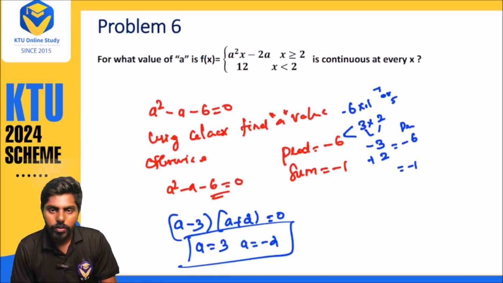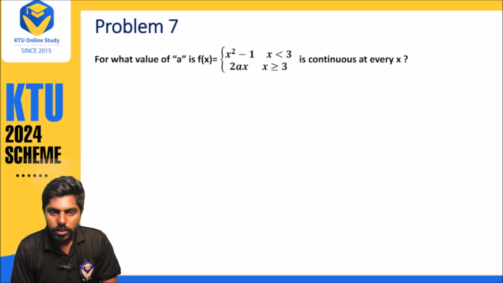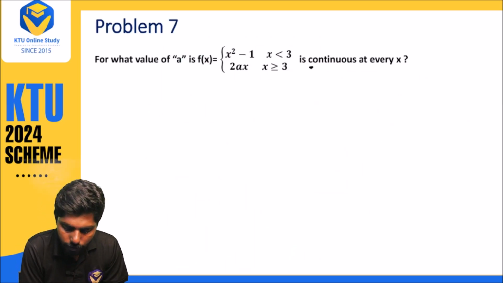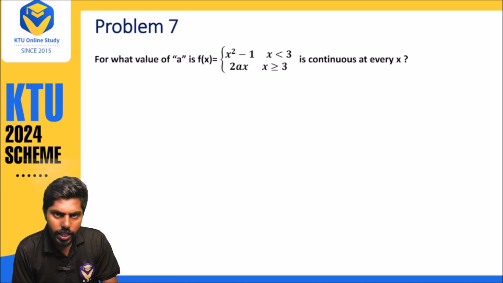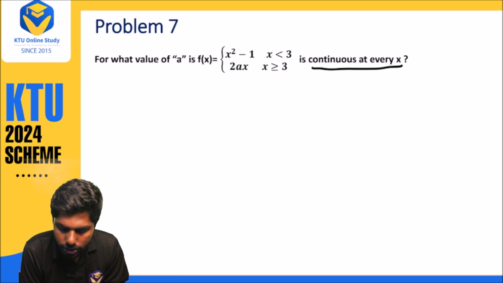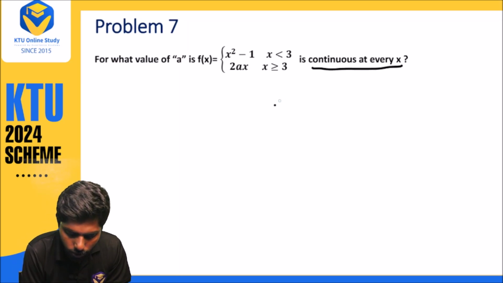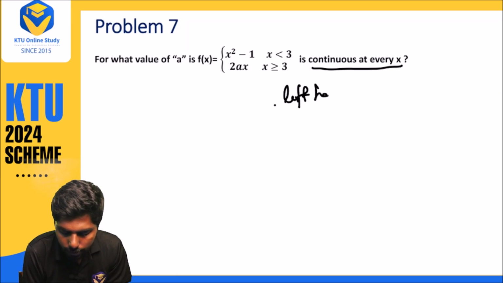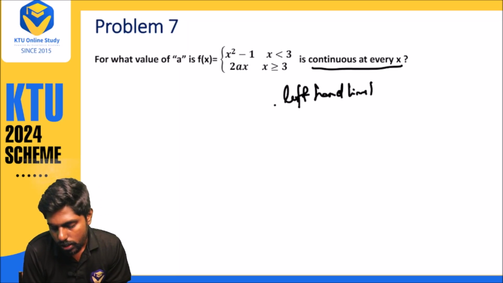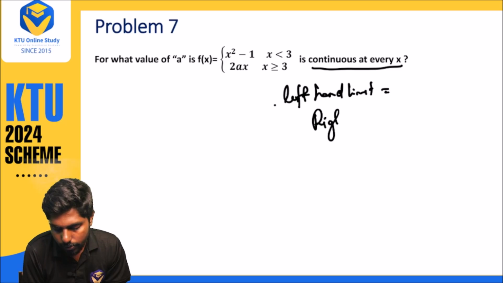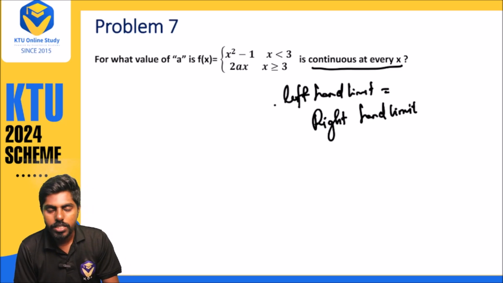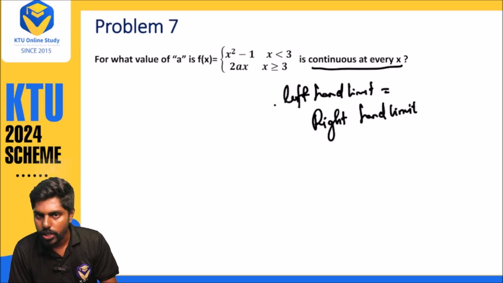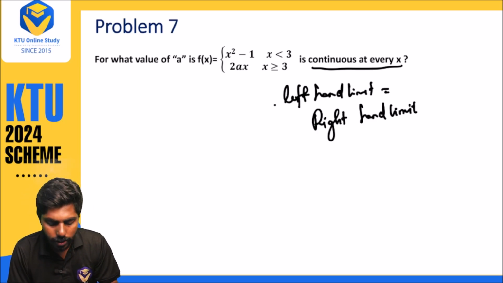Okay. So we will go to problem number 7. Same concept only they have asked. They have said that it is continuous at every x. So that means we know that the left hand limit is equal to right hand limit. These are the 3 mark problems, so you can expect them in your exam paper.